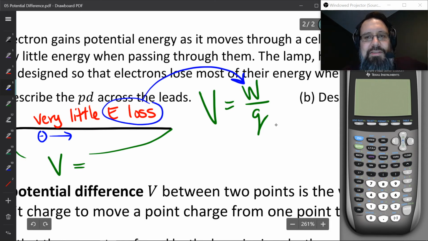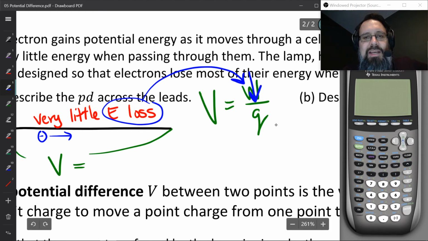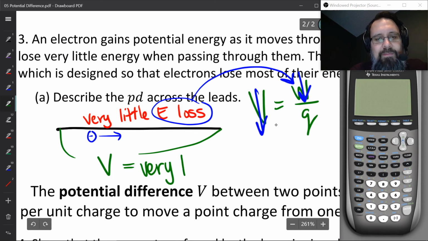The energy loss is the work done. So how much work is done on the electrons when they move through a wire? Very little. So then what does that mean? Very little voltage. Very, very low. We're going to say it's approximately 0.